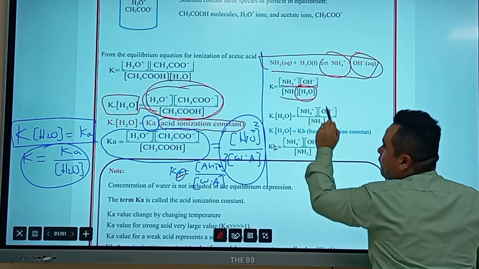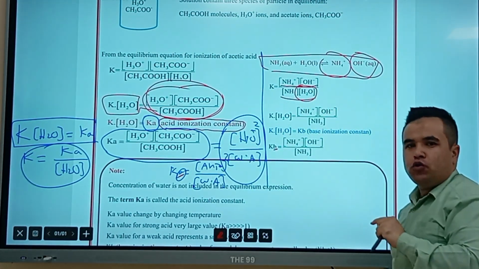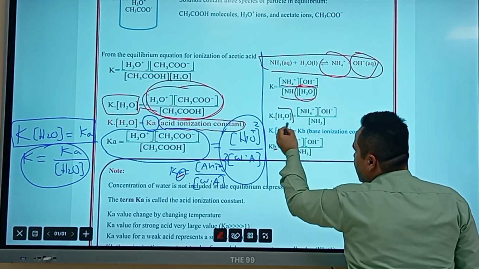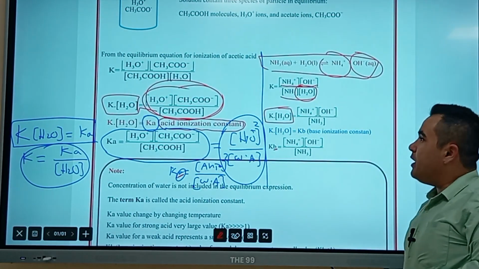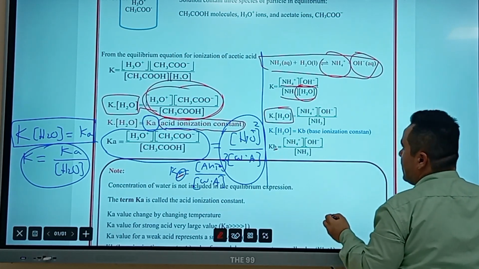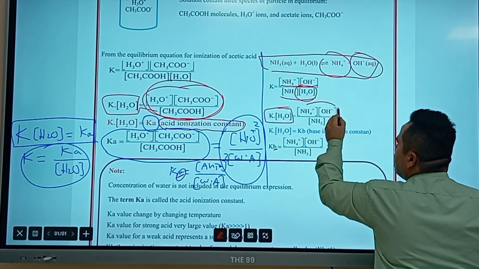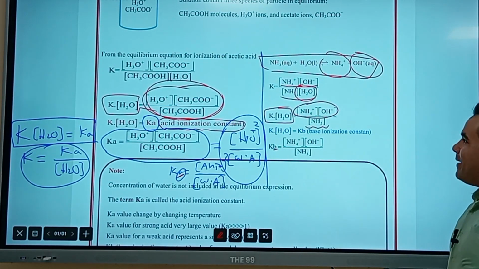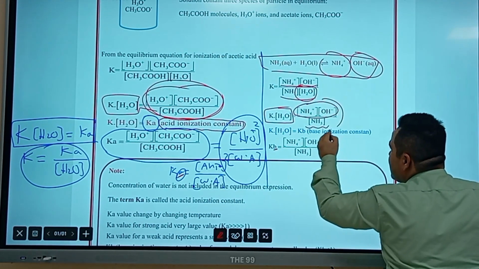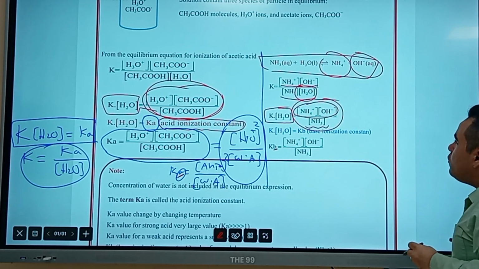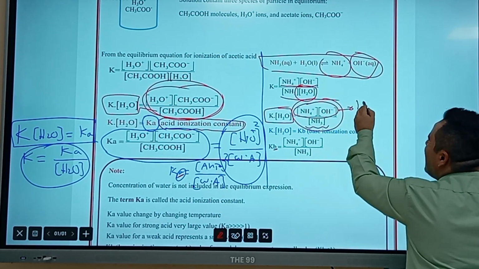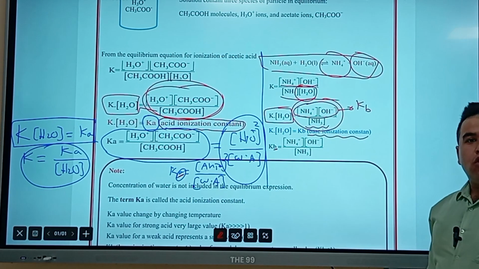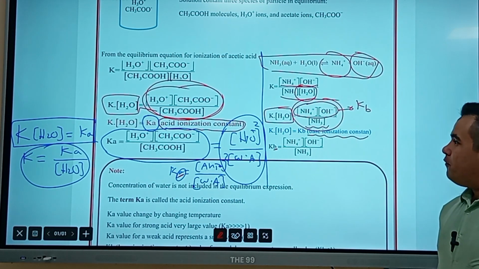As we said for the Ka, the concentration of H2O is constant, so we take the H2O to the same side of the equilibrium constant expression. And what's the remainder? Ammonium multiplied by the hydroxide over the concentration of ammonia, which is the weak base. This value we call the Kb, which is the base ionization constant, or constant ionization of bases.